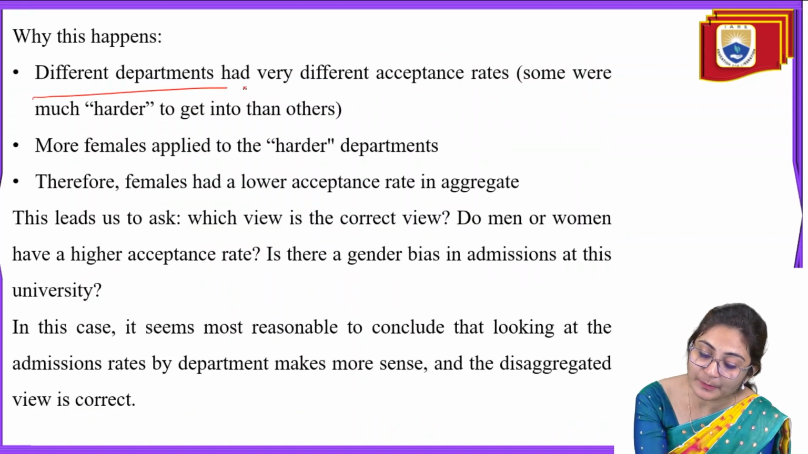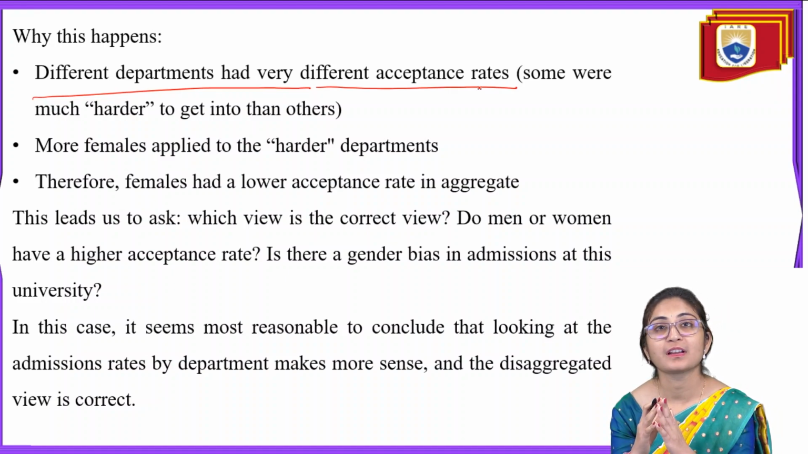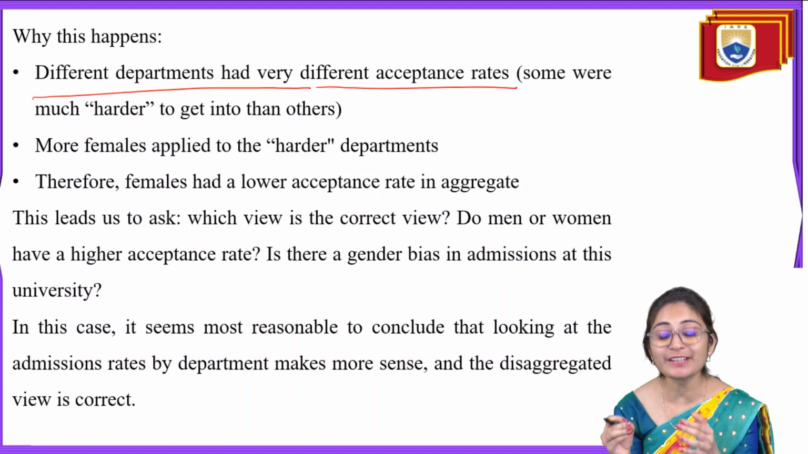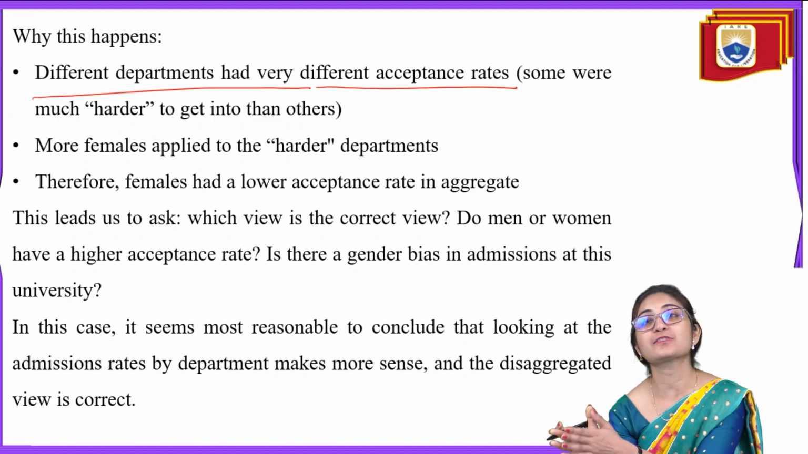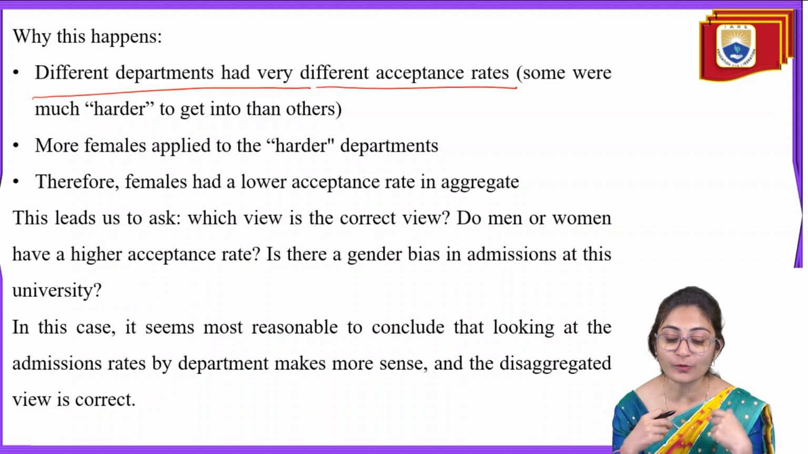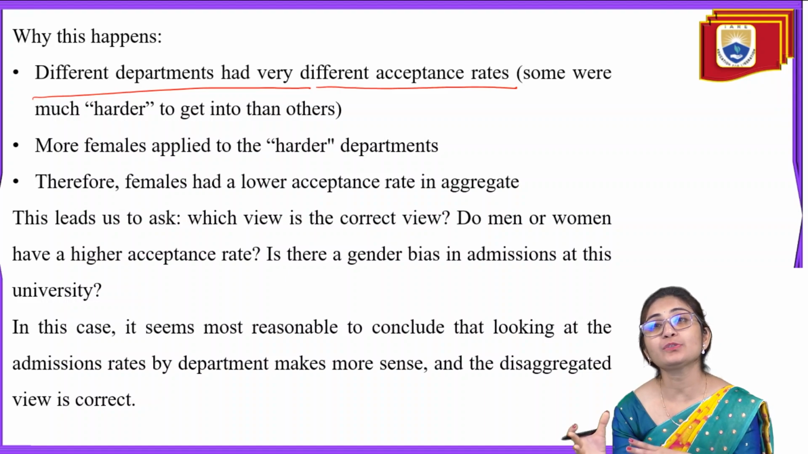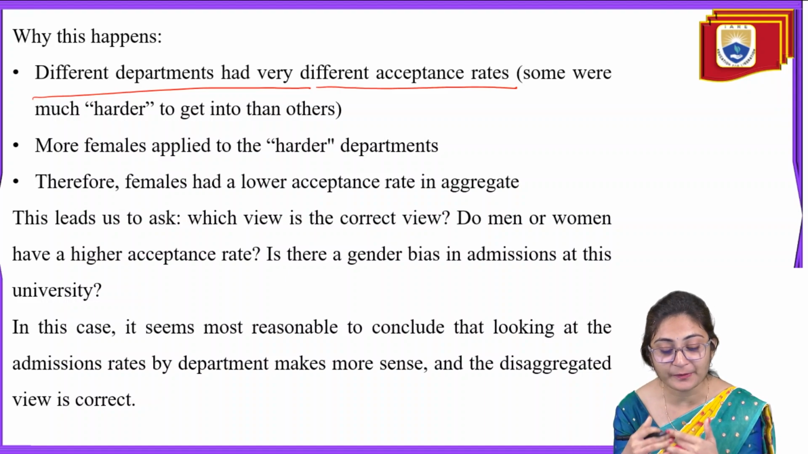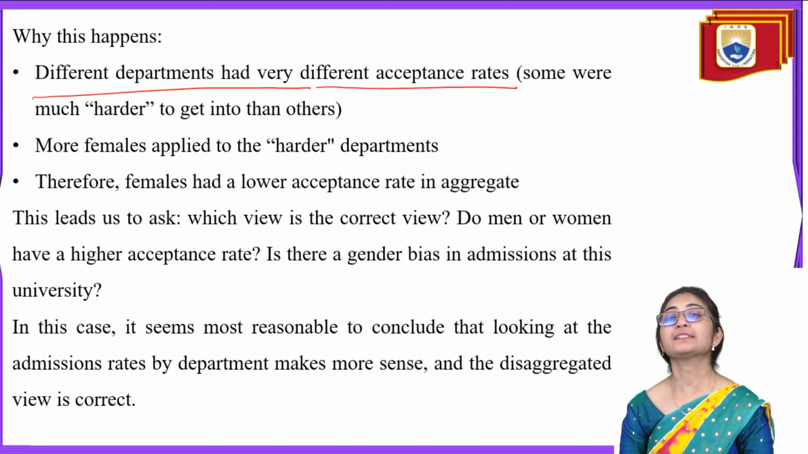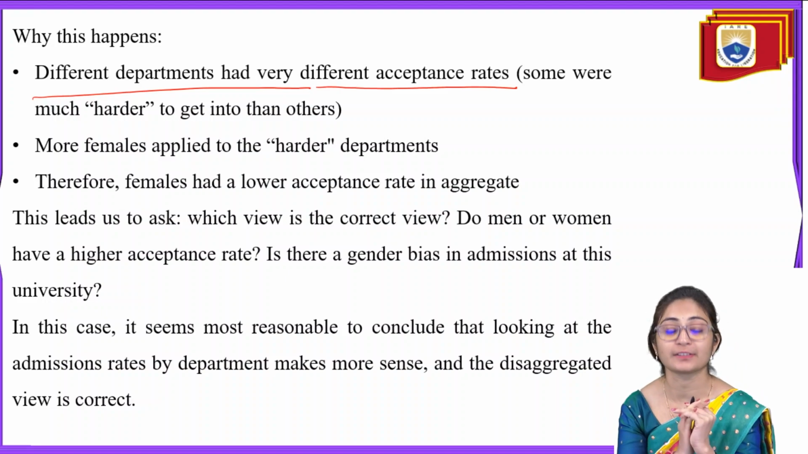Because different departments had very different acceptance rates. Definitely every department has its own rates. So we can say more females applied to the harder departments. Some were harder to get into than others. So more females applied to the harder departments. Therefore, females had a lower acceptance rate in the aggregate.